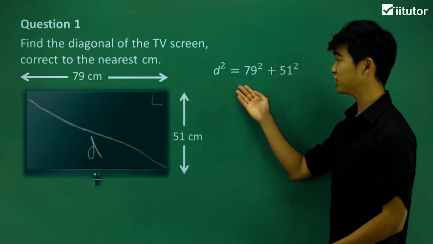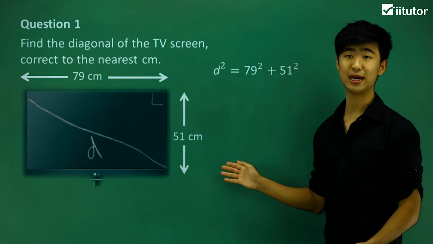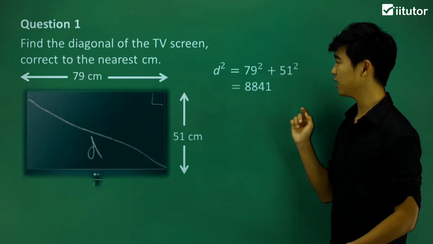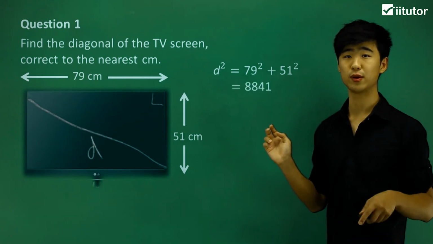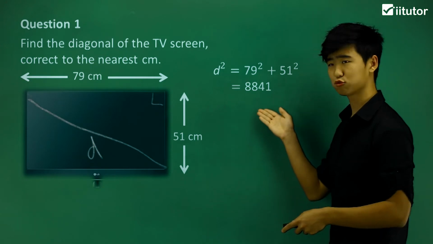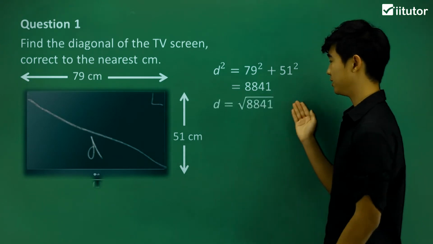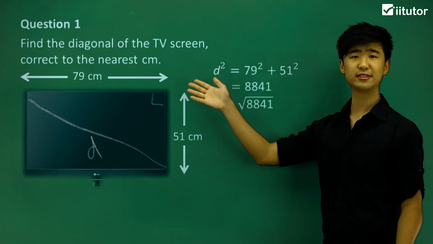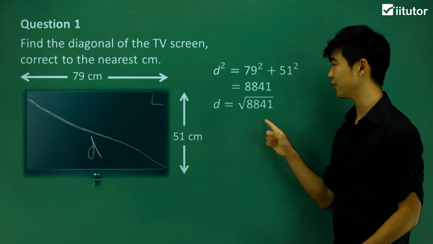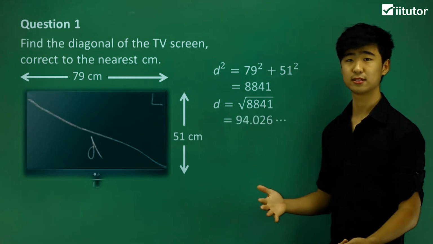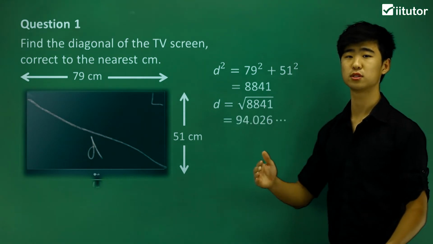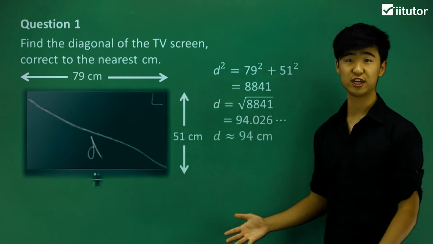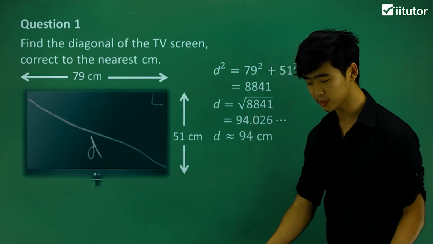Now my question is, I want to find D by itself. So let's just calculate down, put that into a calculator, and we will get 8,841. So D squared equals that, and D will be the square root of that. Now I'll just go back to the question. It says, correct to the nearest centimeter. So put that in your calculator again, and you should get something like this: 94.062, and so on. Correct to the nearest centimeter, it'll be approximately just 94 centimeters. So that's how we answer this question.